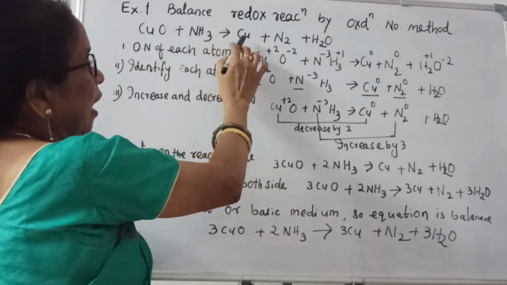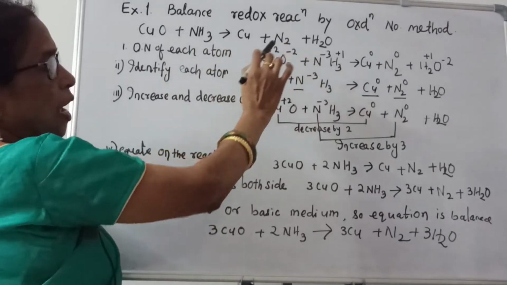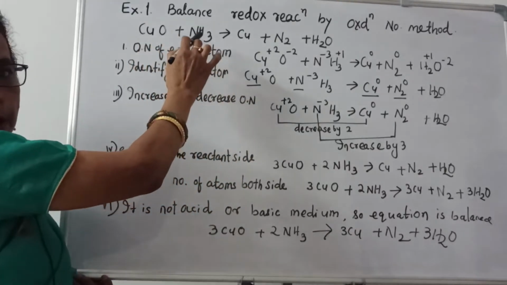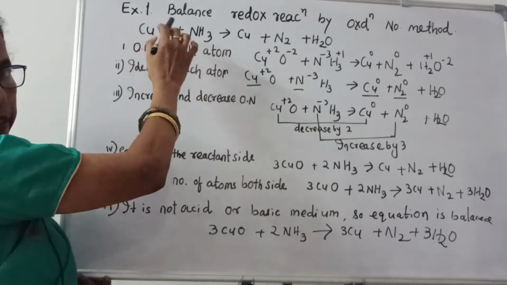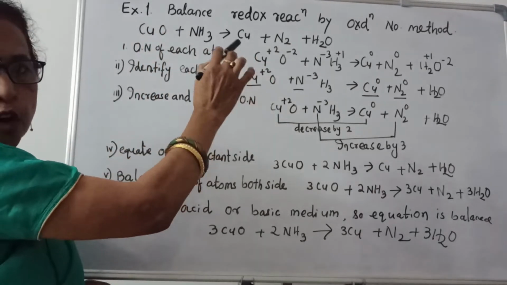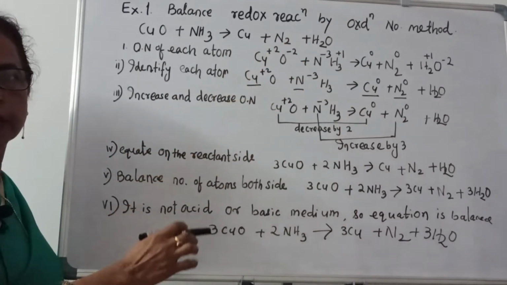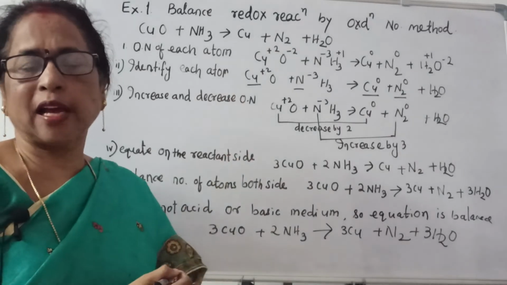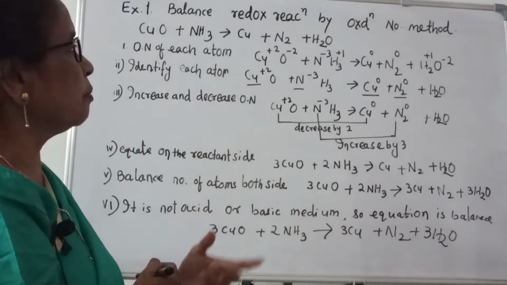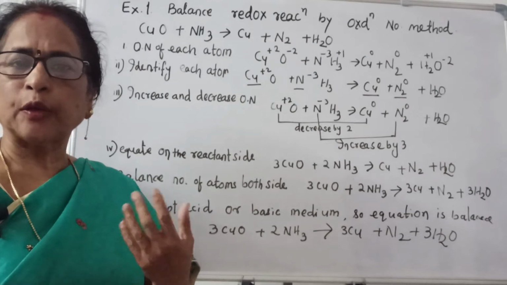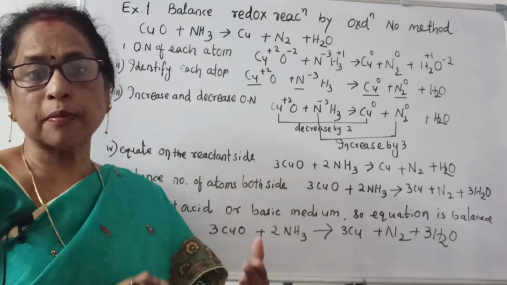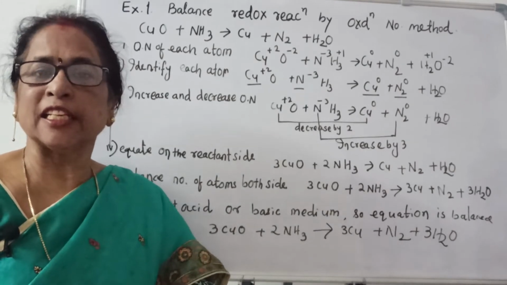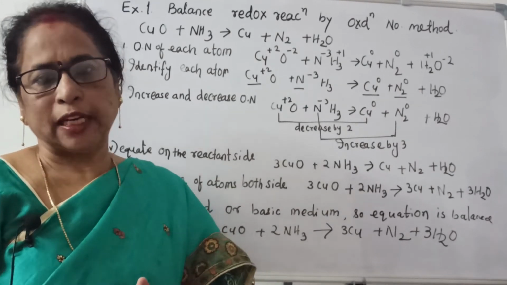CuO plus NH3 arrow Cu plus N2 plus H2O. That means CuO, cupric oxide, plus ammonia is the reactant side, and the product side is copper plus nitrogen plus water. Now we will see how to balance this redox reaction by the oxidation number method. I told you there are many steps; we will follow them one by one, so that it automatically becomes balanced in an easy way.